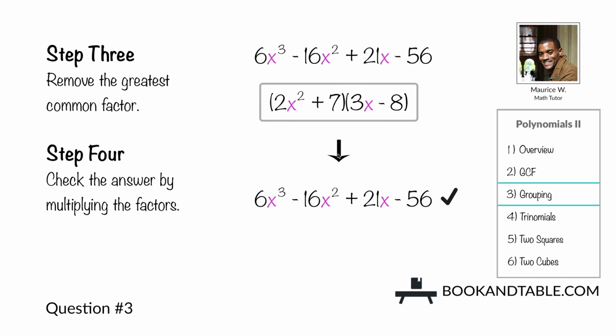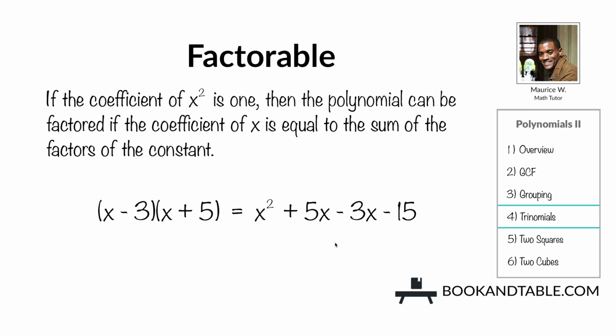So that is how you would go about finding the factors of polynomials with 4 terms using the grouping method. Let's now have a look at trinomials. If the coefficient of x squared is 1, then the polynomial can be factored if the coefficient of x is equal to the sum of the factors of the constant. Now let's take a look at this a little bit further.